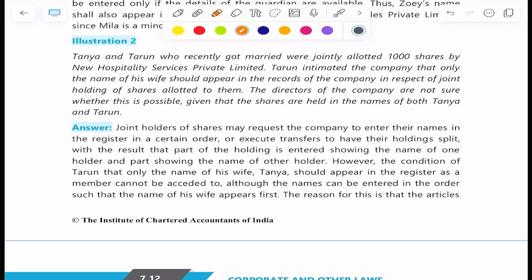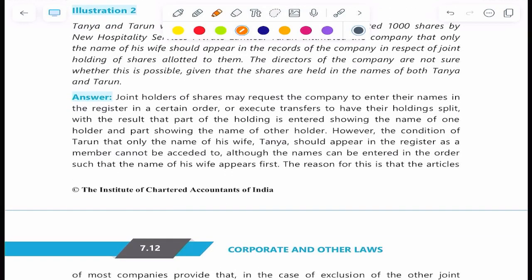बताओ नहीं चलेगा, वाइफ का भी नाम रखना पड़ेगा। दोनों का नाम मैंने लिखा है तो जॉइंट केस में दोनों का नाम लिखने का, but joint holders of shares may request the company to enter their names in the register in a certain order, तो पहले किसका लिखना है वो बताएंगे, बट दोनों का लिखेंगे, or execute a transfer to have their holding split. With the result, their part of the holding is entered showing the name of one holder and the part showing the name of the other holder.